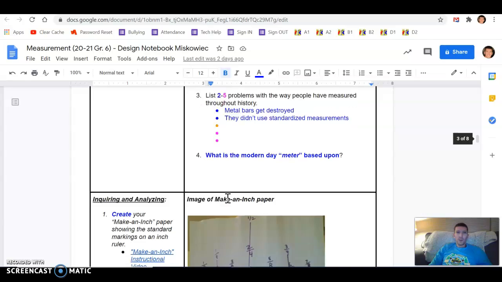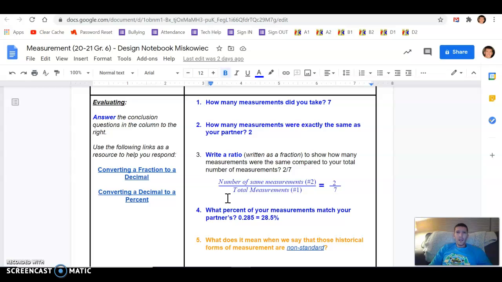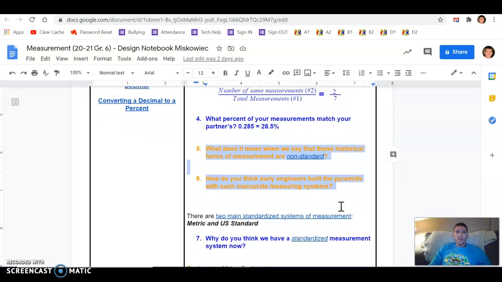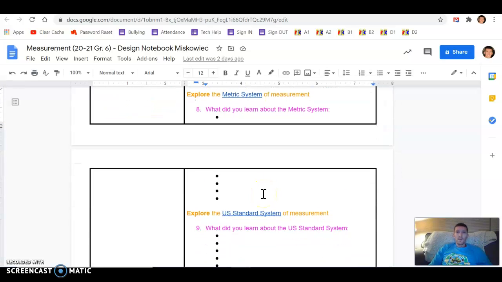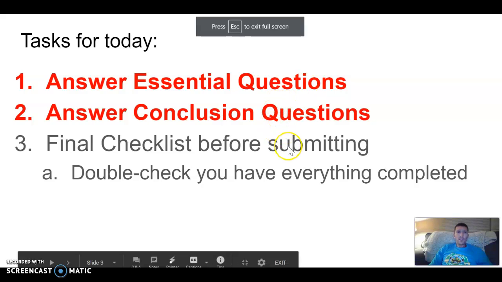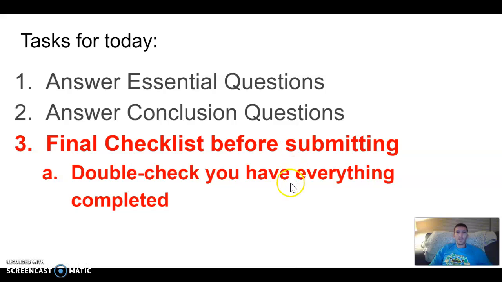Towards the bottom of your design notebook, you have conclusion questions, and there are 10 of them. Take your time to do each one. Remember, they are color coded: the blue ones are the must do questions, the orange ones are the should do, and the pink or purple ones are aspire to do, for those going for that 7 or an 8th grade. Once you're done with those two things, look at this final checklist. This is ultimately how you're being graded, and I want you to double check that you have everything in there before you submit it.